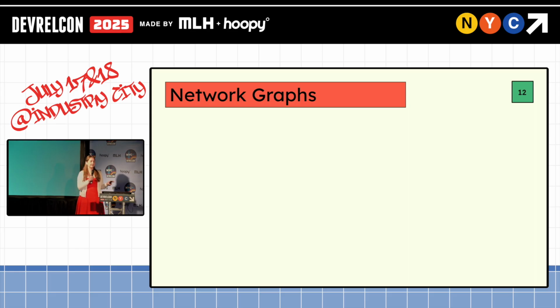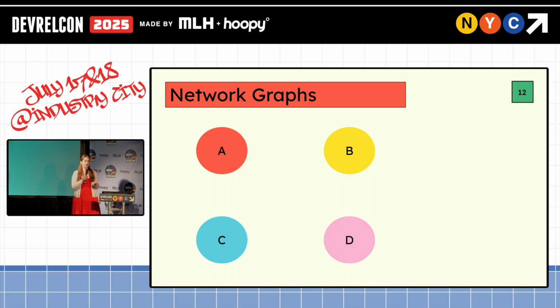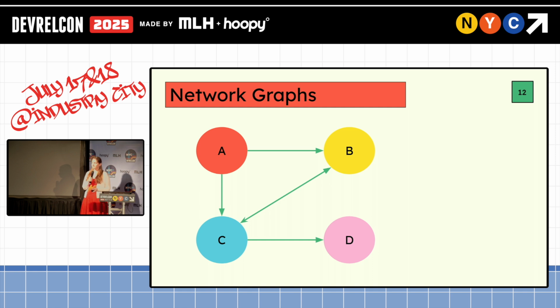So there are three main things you need to know about network graphs that are important. The first, we have circles that are nodes. These represent individual entities. We have edges. Those are lines that connect nodes to each other and show interaction or relationships between two nodes. And finally, we have direction. Those are the arrows on the edges. They can be bidirectional, and they show the direction of the relationship or the interaction.